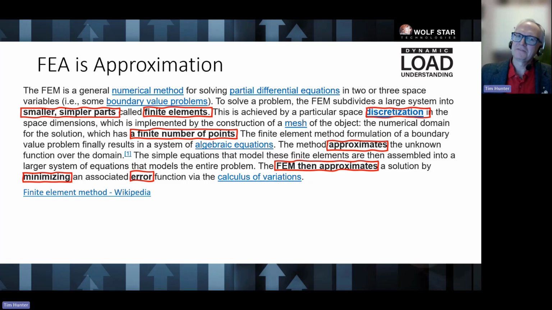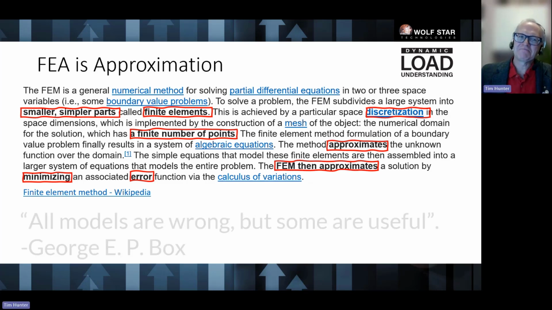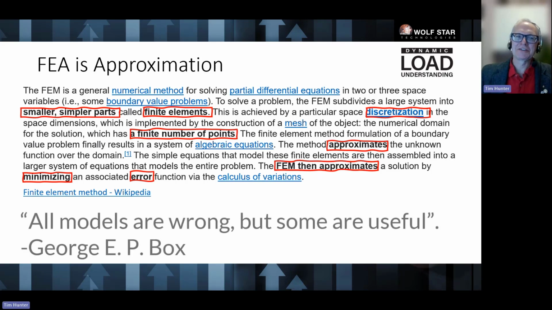But on the upside of that, all models are wrong, but some are useful. This is a great little quote by George Box. So I think this is great, and that's really what we're going to have with our simulation environment, right? All models are wrong, but some are useful, and some are very useful. So here we go.